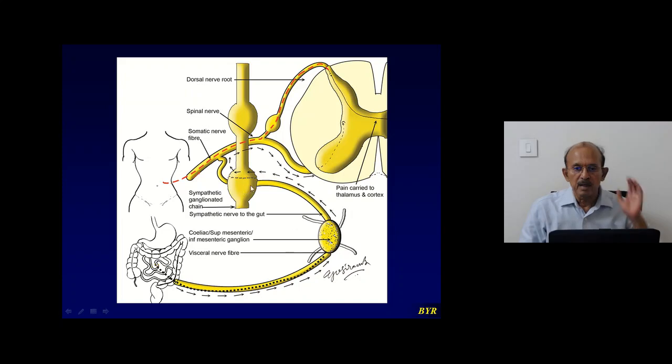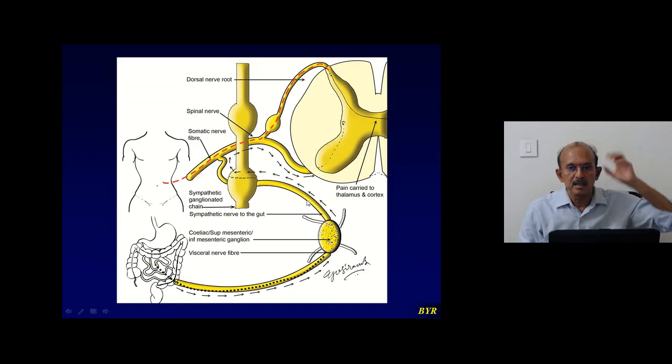Okay, then when the hypothalamus perceives the pain, no, it doesn't feel the pain because there is no pain center there. Pain center is in the cerebral cortex. These fibers don't go to the cerebral cortex. That's why the patient doesn't feel the pain. But how is the pain felt?